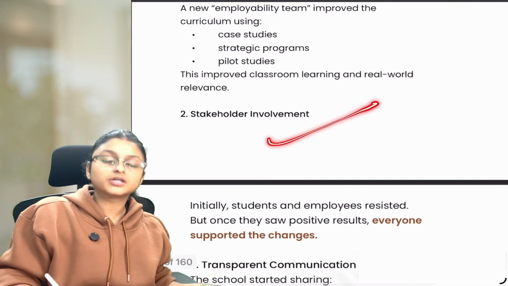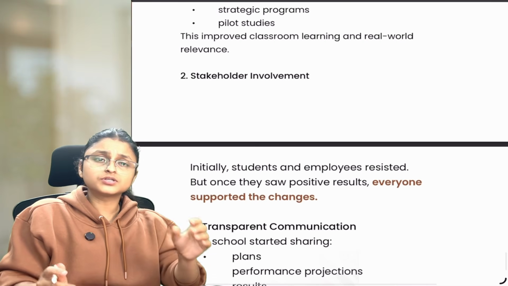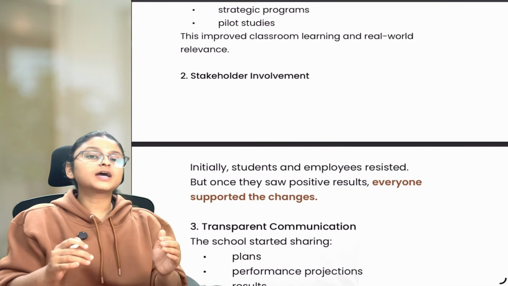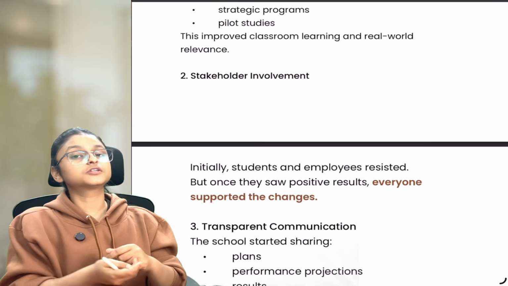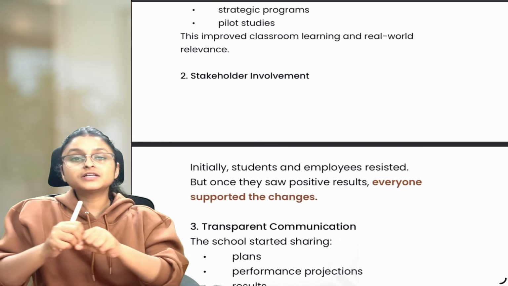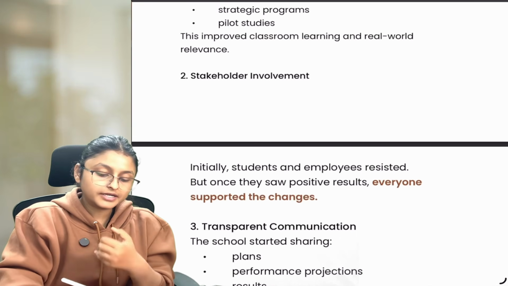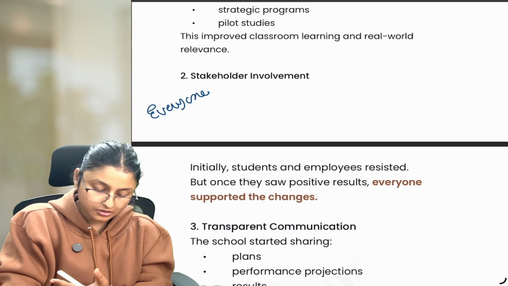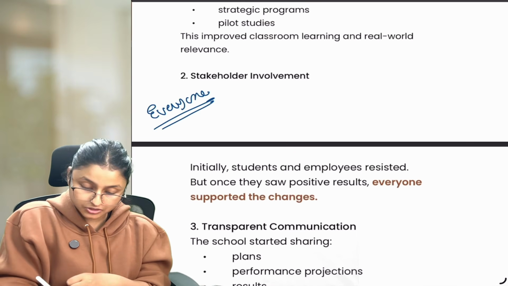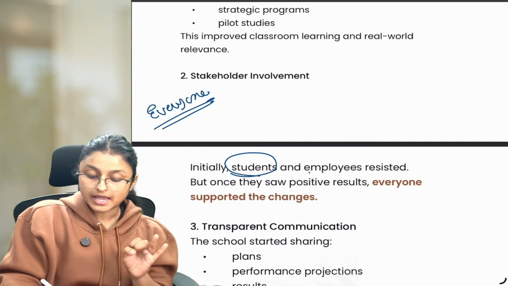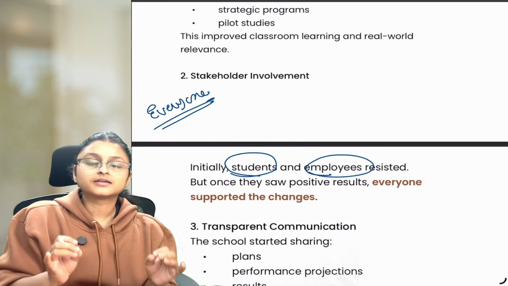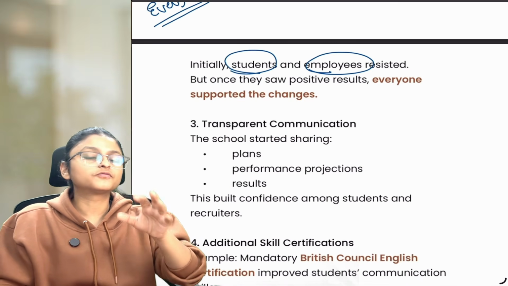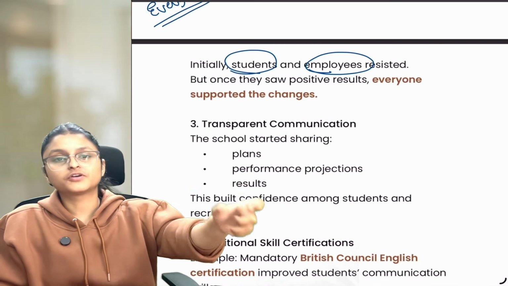Next came stakeholder involvement. Initially, students and employees were resisting this change, but when they came to know that this can have a lot of positive results for them, everyone supported the strategy and the change. So everyone was involved in improving. Even the customers, who are our students, and the employees started getting involved in this process, which is really important for getting the most benefit from TQM.